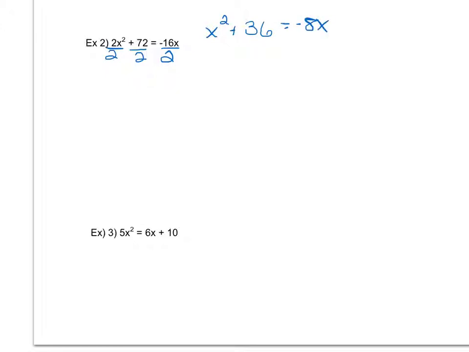I'm also on step 2 going to make sure that I move my 8x over by adding it and my 36 over here by subtracting it, giving me x squared plus 8x equals negative 36. Now I can take my linear term, step 3, divide it by 2, and square that result. That is what I'm going to add to both sides.